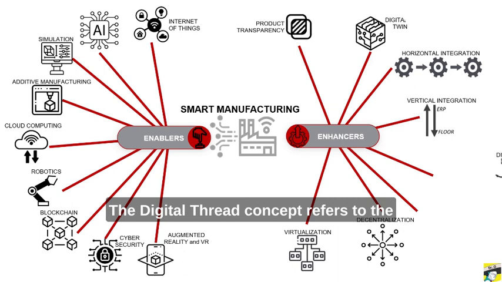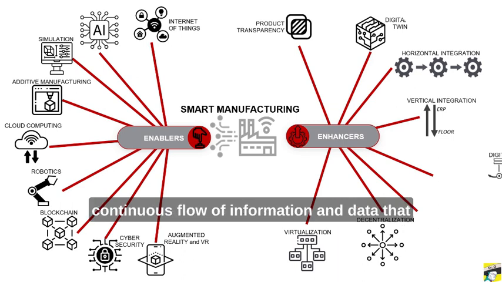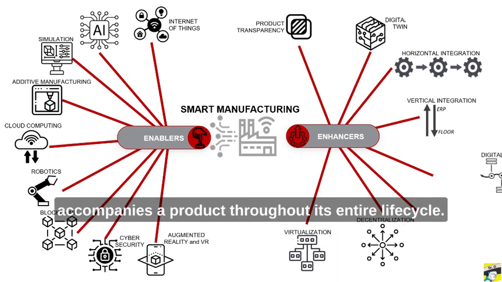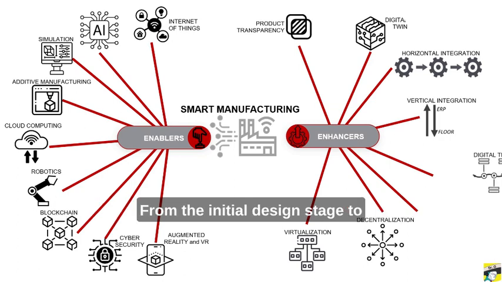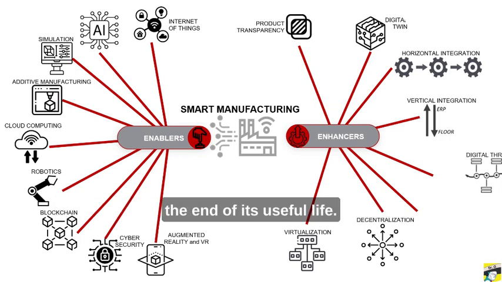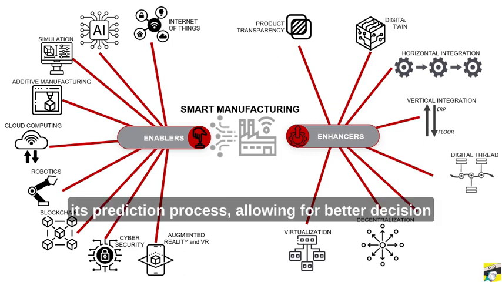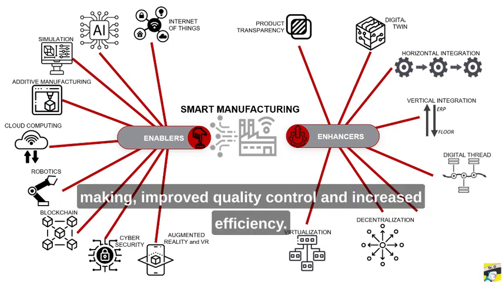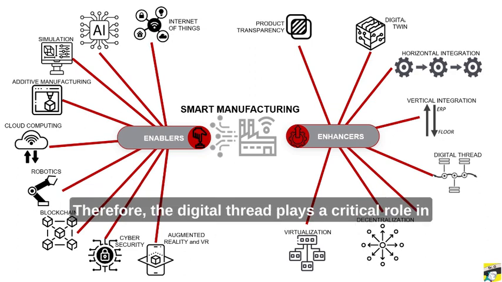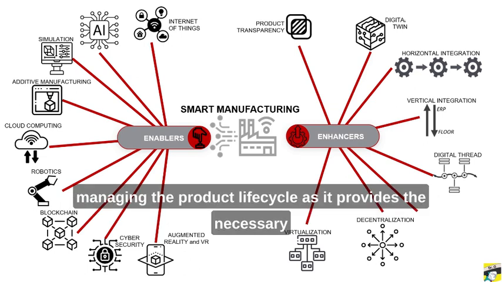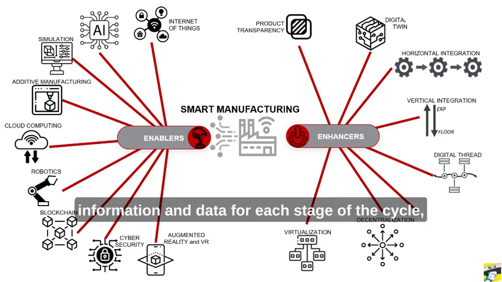The digital thread concept refers to the continuous flow of information and data that accompanies a product throughout its entire life cycle, from the initial design stage to the end of its useful life. The digital thread provides a connected and real time view of the product and its production process, allowing for better decision making, improved quality control, and increased efficiency. Therefore, the digital thread plays a critical role in managing the product life cycle as it provides the necessary information and data for each stage of the cycle, enabling a seamless and streamlined process.